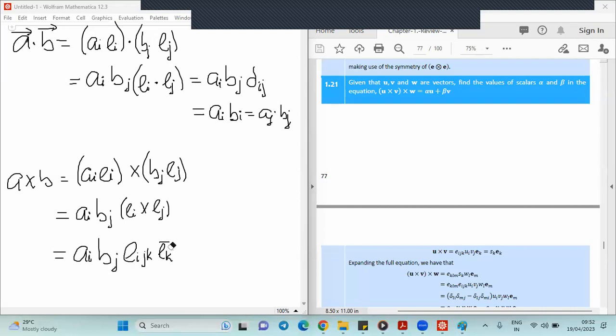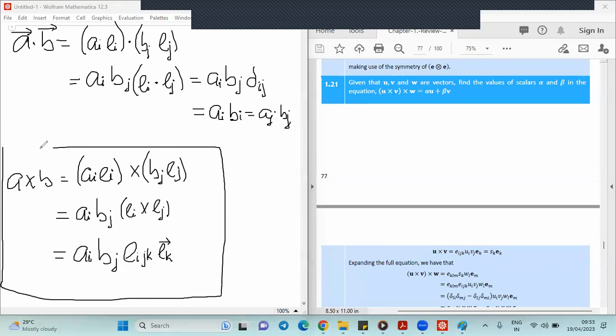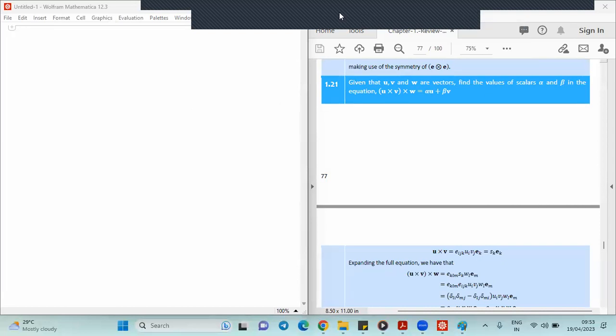I have said this because we need this cross product indicial notation form to solve question 1.21, or to understand how it was solved. That's why I wrote it down. And then I wrote down the one for dot product, just in case it comes up at any point. So let's solve. I'm going to clear my screen.